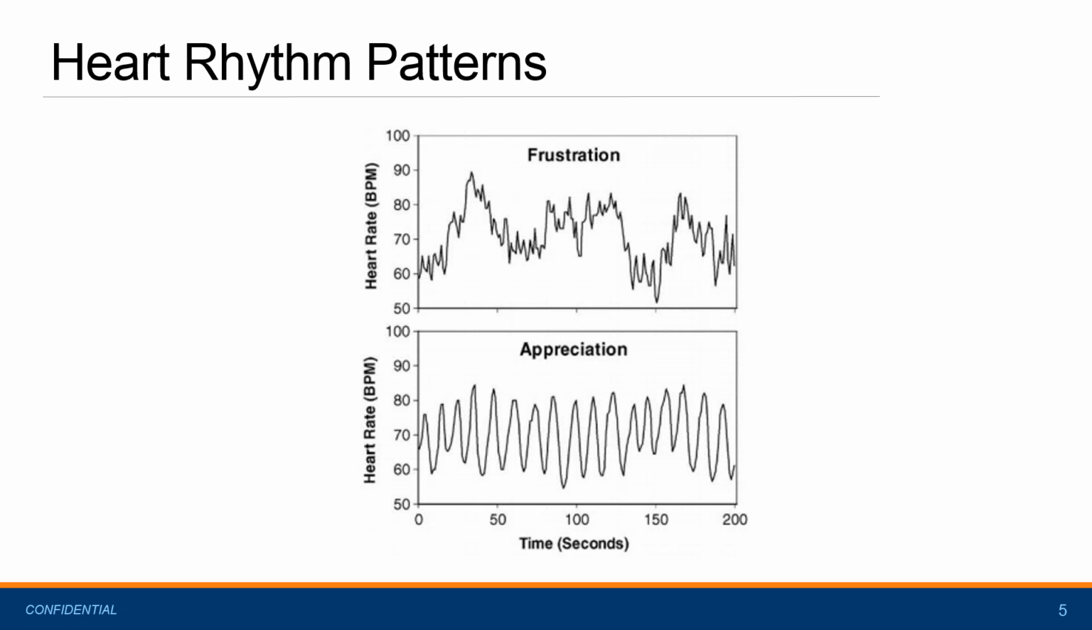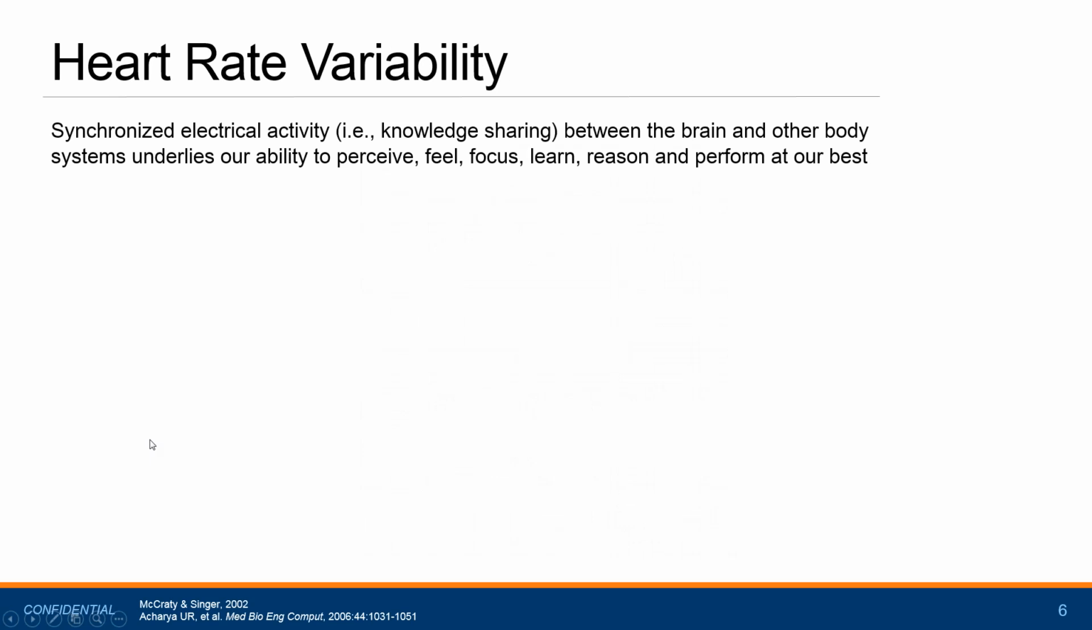Now, in comparison, more negative emotional states like frustration, anger, etc., are revealed in a chaotic heart rhythm. So we're really interested in looking at these heart rhythm patterns, not only as they relate to emotions, but also as they relate to higher-order cognitive functions. So how can we analyze heart rhythm patterns? Well, the main thing we're doing is looking at heart rate variability. Heart rate variability is the synchronized electrical activity between the brain and the body. And it's all of this synchronicity, this coherence, that underlies our ability to perceive, feel, focus, learn, all of those great higher-order things that humans can do.